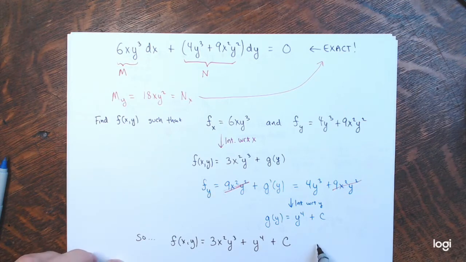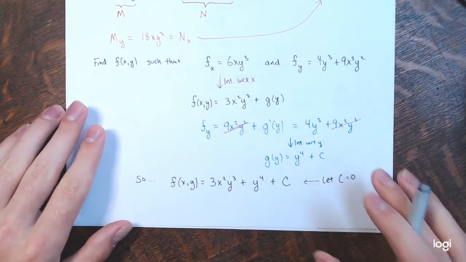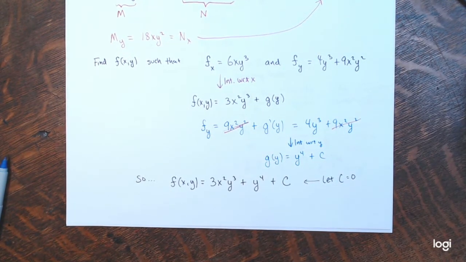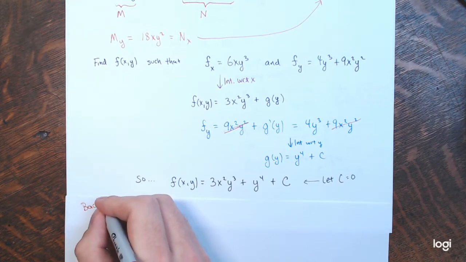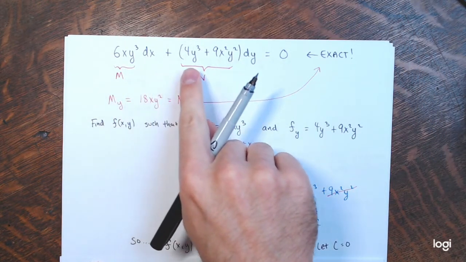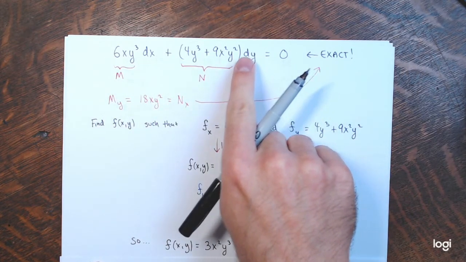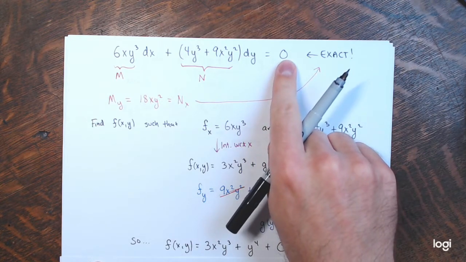But again, just to make it easy on myself, when I go back to solving the differential equation, I'm just not going to write the constant. I'm going to say let this constant be 0. Now we go back to the exact differential equation in question. The left side of the exact differential equation is the total differential of this function. And the right side, 0, is just the total differential of a constant.